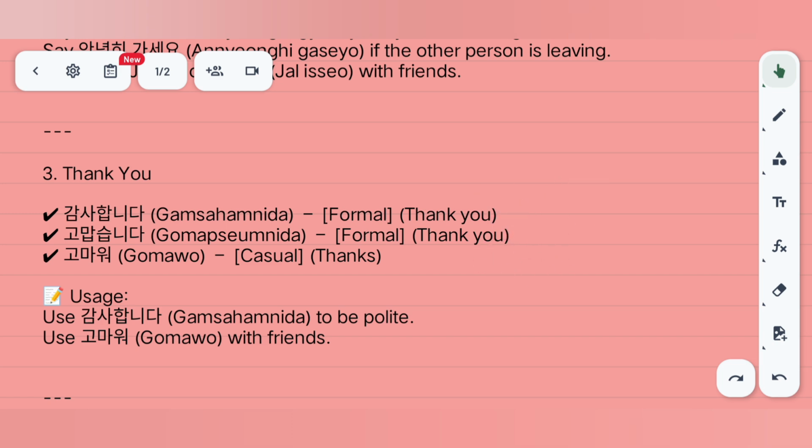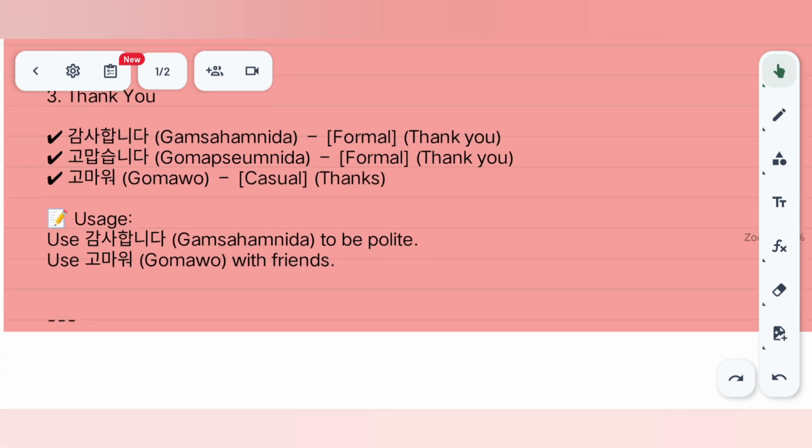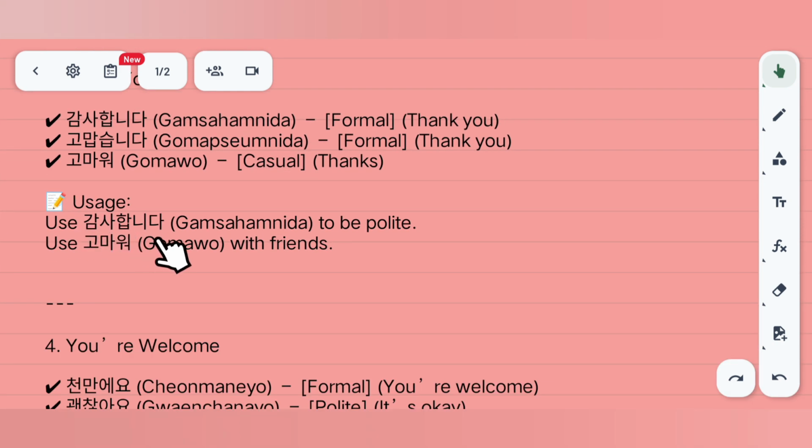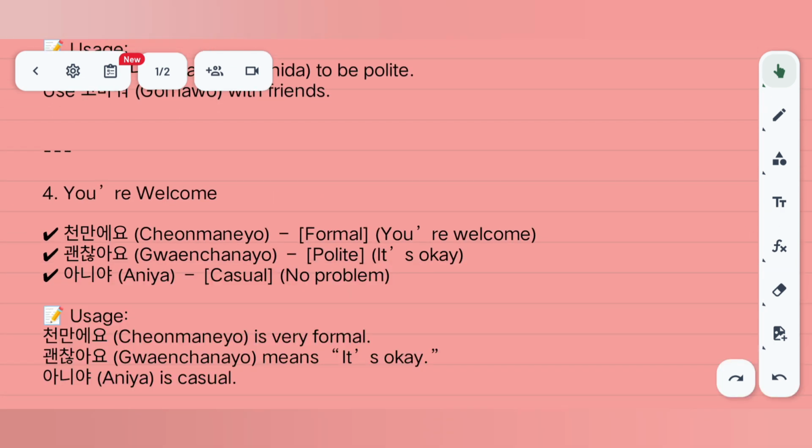But you should also know the second one, so if someone uses it, you know what it means. Third one is casual way of saying thank you, but it doesn't basically mean thank you. It means thanks. It's a casual way. So you say 고마워, which means thanks, and it is a casual way of saying thank you in Korean. Use 감사합니다 to be polite and use 고마워 with friends or younger ones.